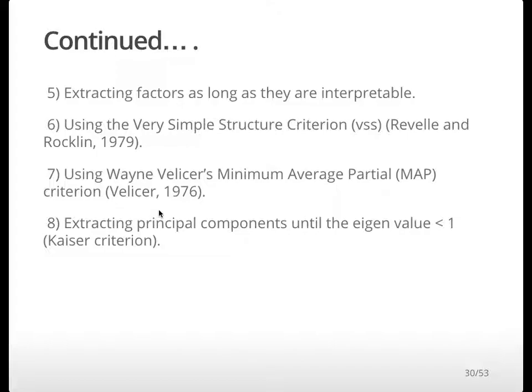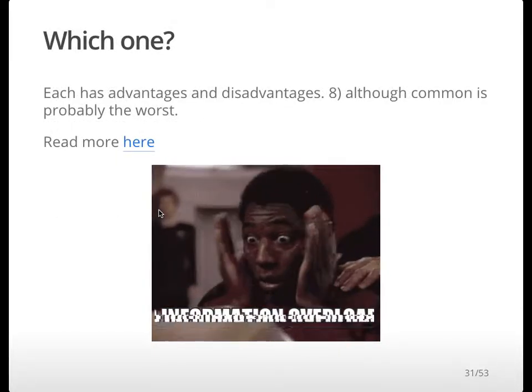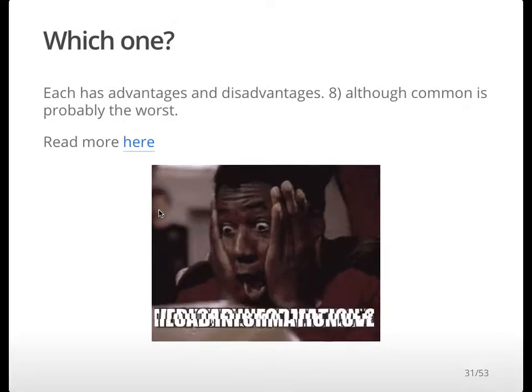You can use a very simple structure criterion. You can use the Velicer minimum average partial test, or you could extract principal components or factors until the eigenvalue drops below 1. So many different routes to do this. I'm going to give you a couple, and depending on your supervisor's preference again, or your referee, or your reviewer preference, they might go for one or the other. So in many cases, you'll get similar types of solutions, but everybody has their own preference. Each has advantages and disadvantages.